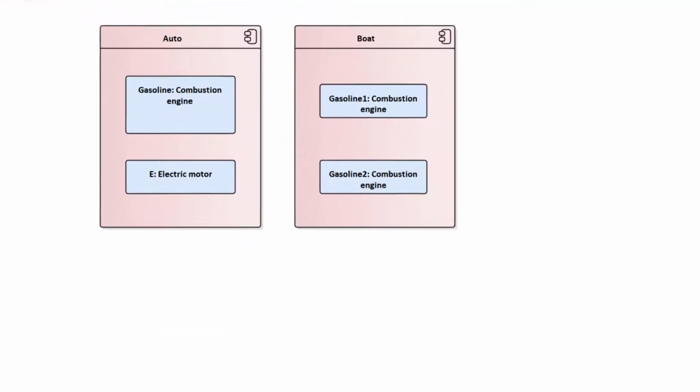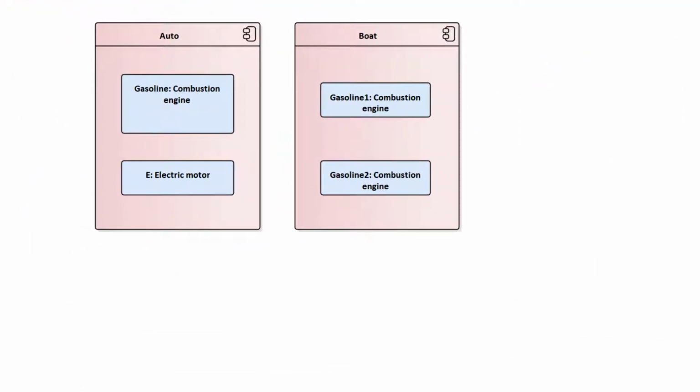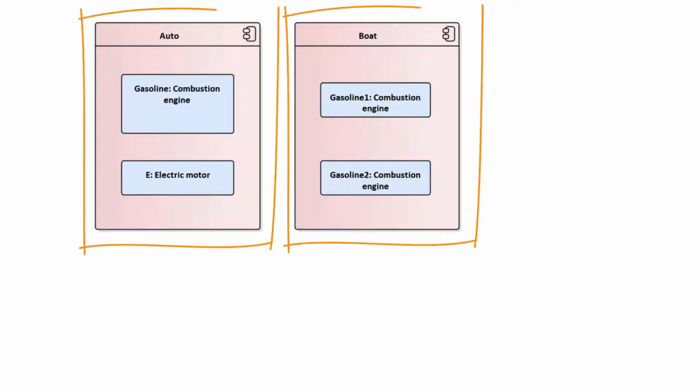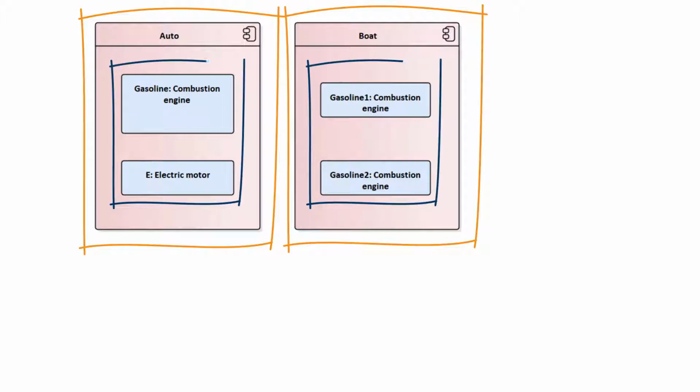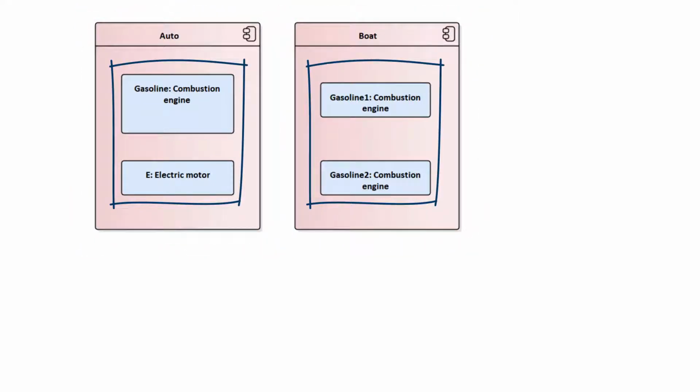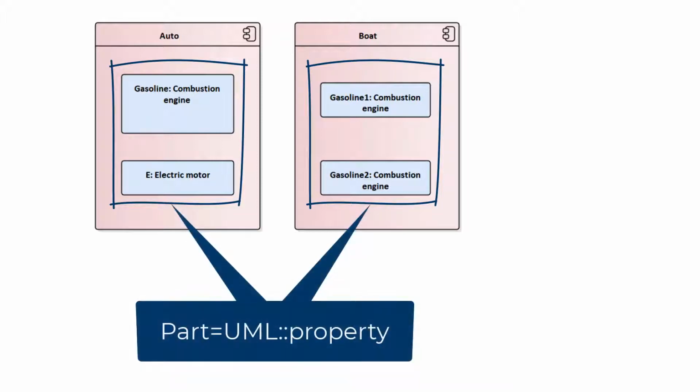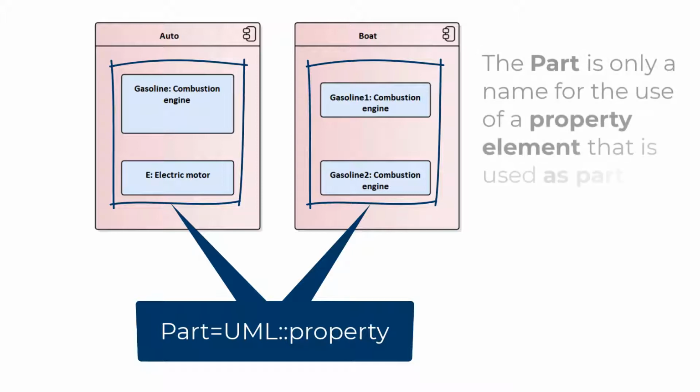When we model systems, we usually first specify these systems roughly and then refine them later. A component usually describes a system module which can again consist of submodules. These submodules can be either components or placeholders for further components. These placeholders are often called parts and are UML property elements.